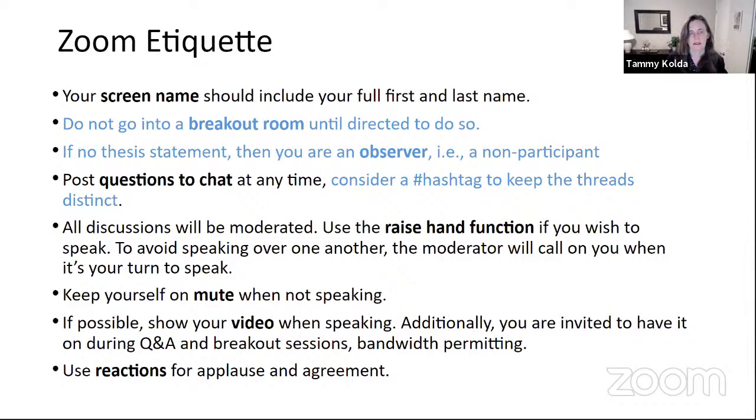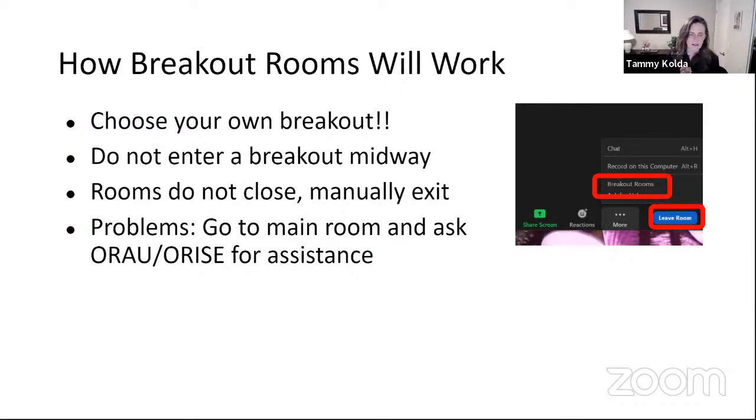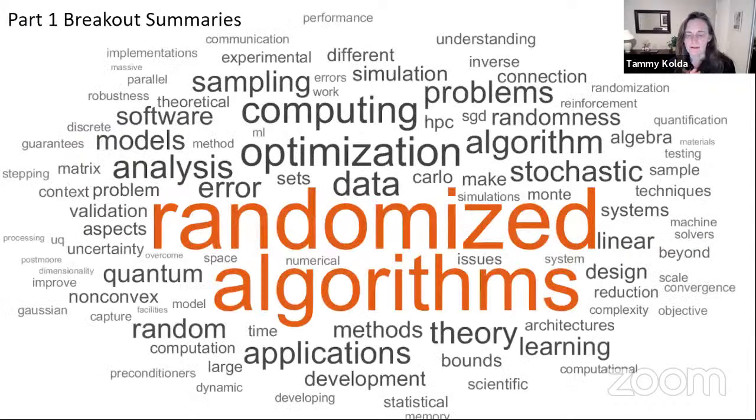Those are great. For breakouts, you'll get more instructions from Stefan later. But if you wiggle your mouse around in your Zoom setup, hopefully you see a breakout rooms button, or if you don't see it, the menu should show you breakout rooms. That will enable you, when it's time, to go into your breakout room, and when you're done, you can leave the room. If you ever get lost, just go back to the main room and ask anyone who has ORISE in their username. They can help you out.